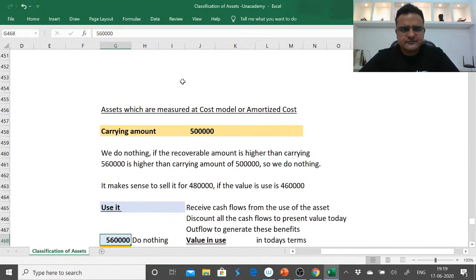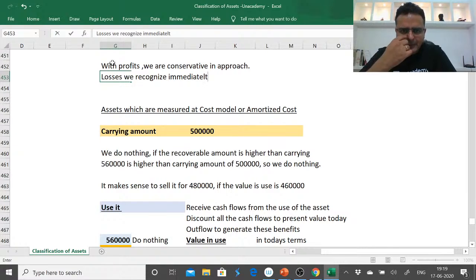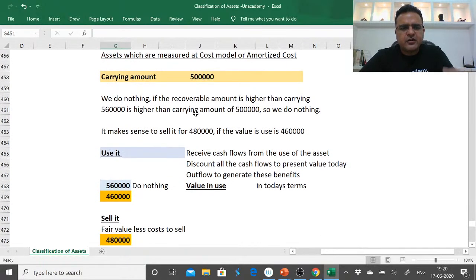What is the logic behind it? With profits, we are conservative in approach. With losses, we recognize immediately. So if you're expecting more earning in the time to come, we do nothing.